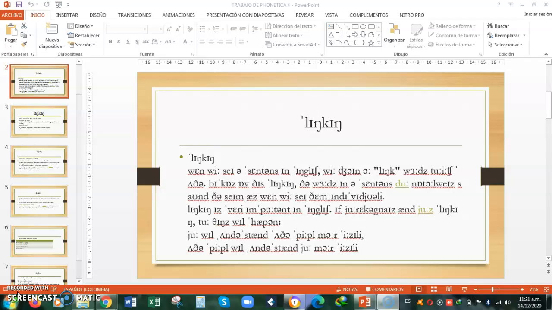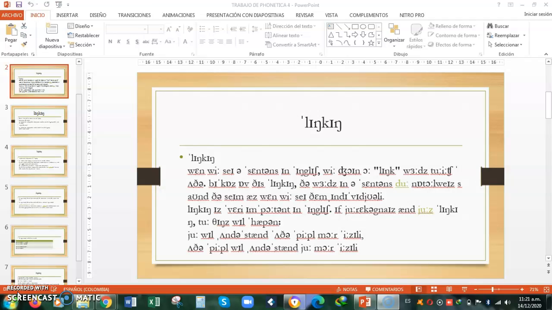There are basically two main types of linking: consonant to vowel, and vowel to vowel. Consonant to vowel: linking a word ending with a consonant sound to a word beginning with a vowel sound. Vowel to vowel: linking a word ending with a vowel sound to a word beginning with a vowel sound.